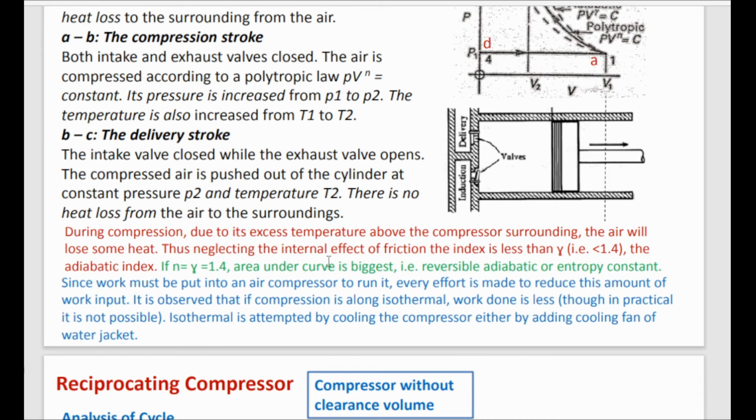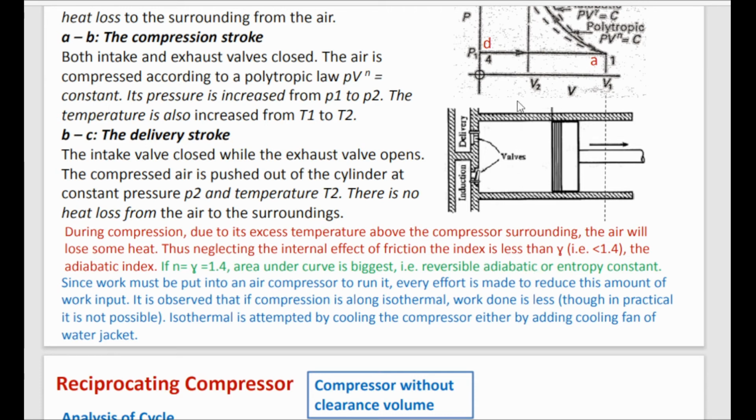Now there will be friction also. Even if we neglect the internal friction, the index n will be lesser than 1.4, which is the adiabatic index gamma. If n is equal to gamma, equal to 1.4, the area under the curve is the biggest, which is the internally reversible adiabatic process, which is called the isentropic process or constant entropy process. Now what is an internally reversible adiabatic process?